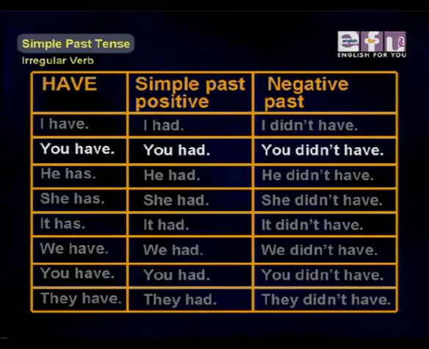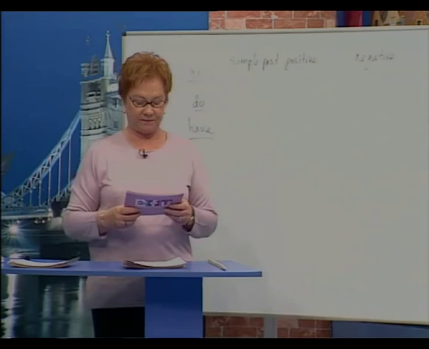You have, you had, you didn't have. He has, he had, he didn't have. She has, she had, she didn't have. It has, it had, it didn't have. We have, we had, we didn't have. You have, you had, you didn't have. They have, they had, they didn't have.